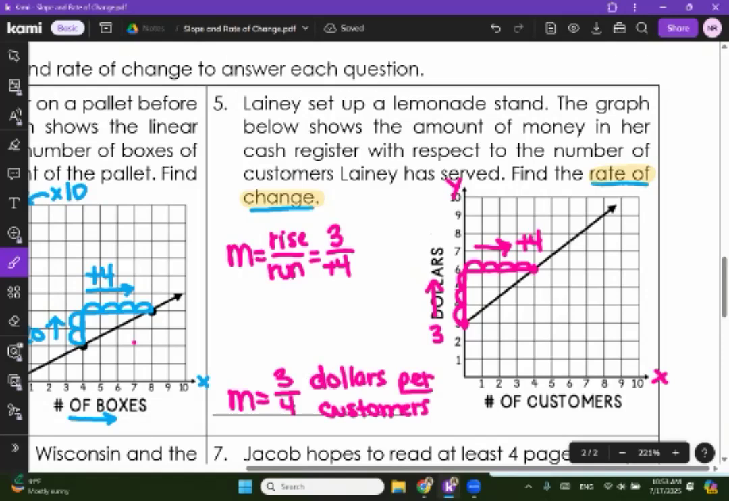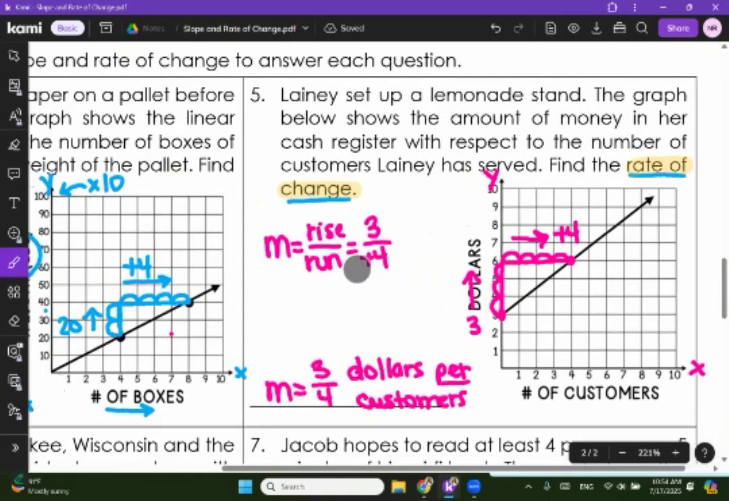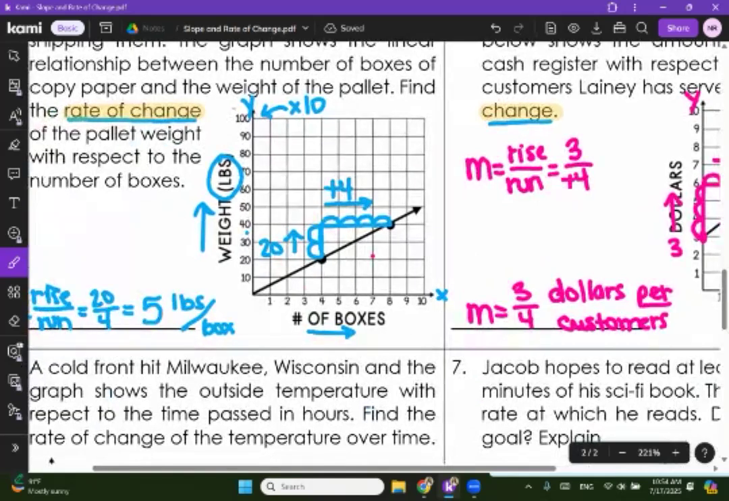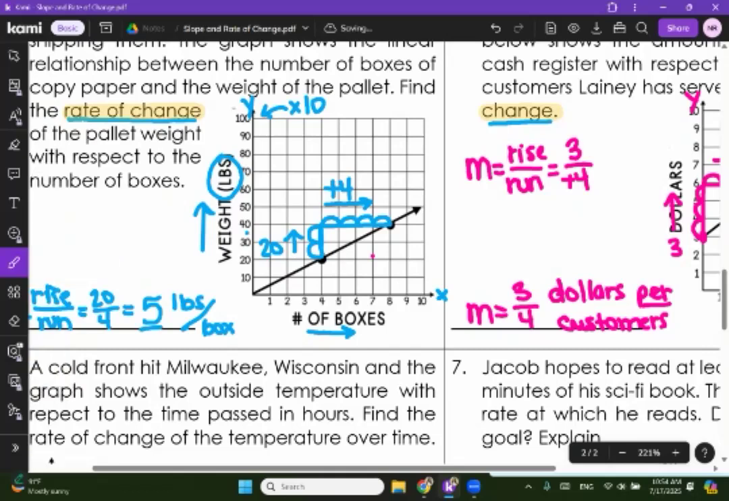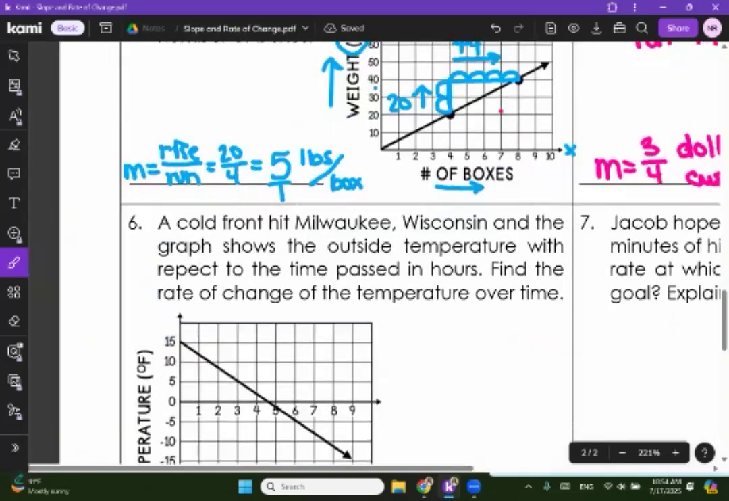Okay, that's how it would be written in words. $3 per 4 customers. Okay. The reason we left this one this way is because it's a whole number. If we're given a whole number, that's just over 1. So that's 5 pounds per 1 box. Okay, just in case you were confused by that answer.